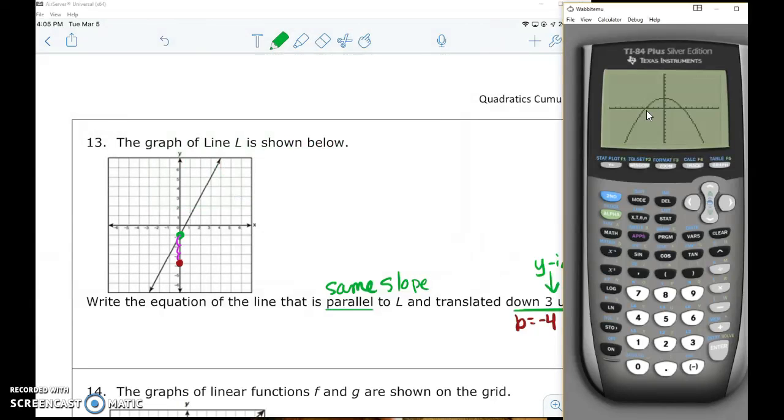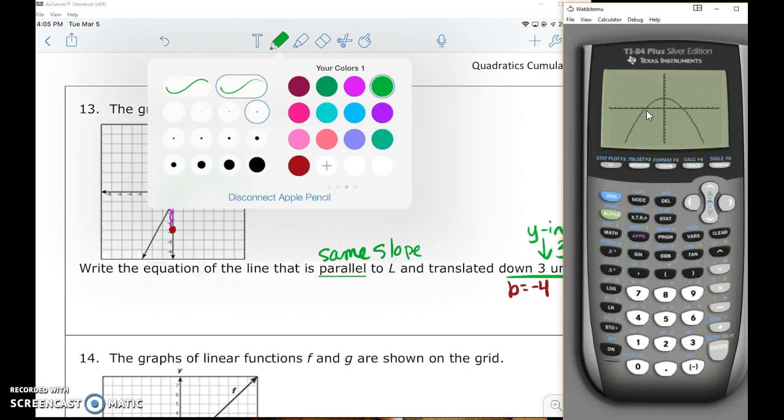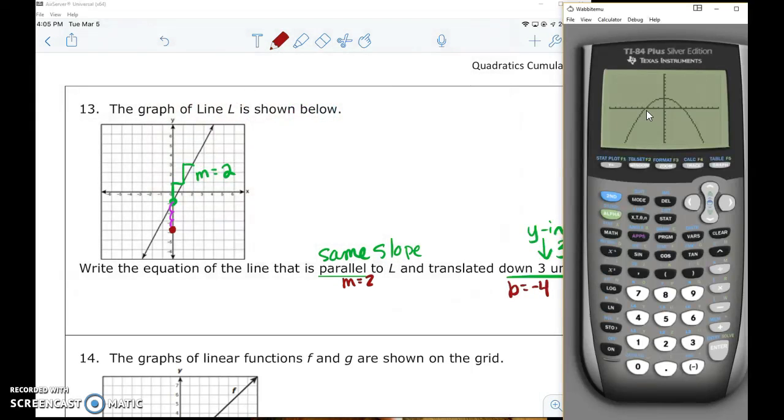My slope of this line is positive, going up 1, 2, and over 1. So our slope is positive 2. Since we have the same slope, the slope of our new line has to also be positive 2. We know that y equals mx plus b, so y equals 2x minus 4.